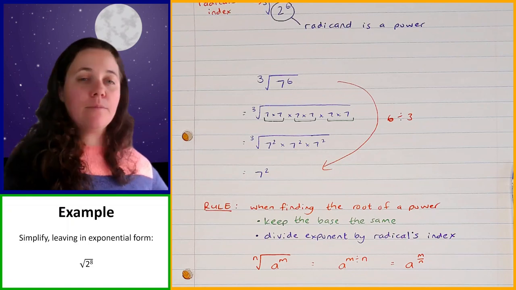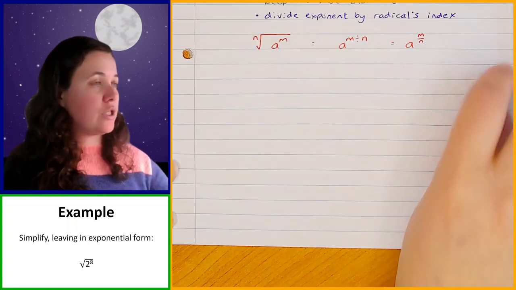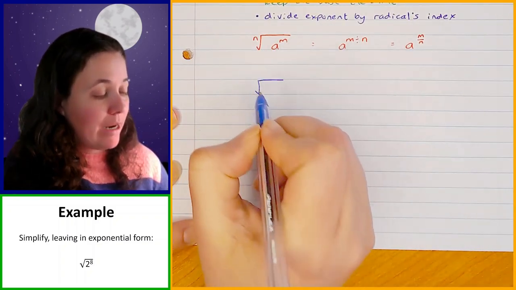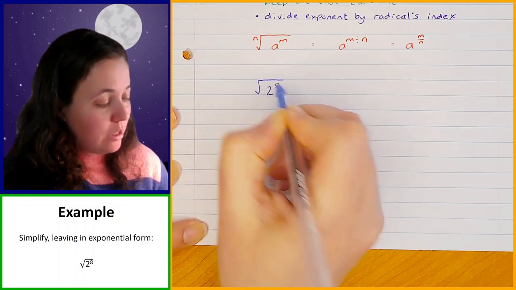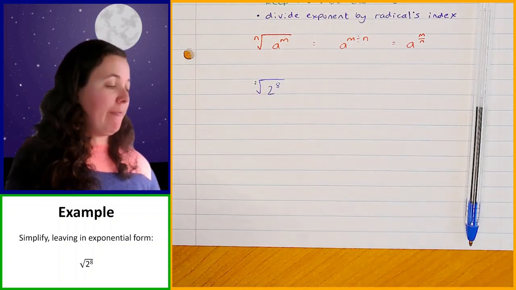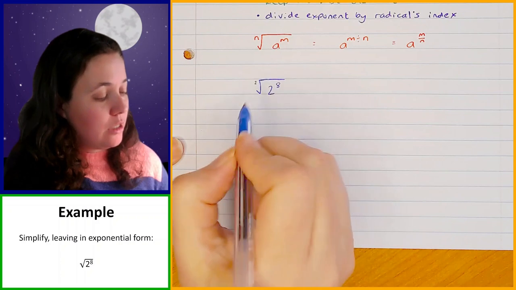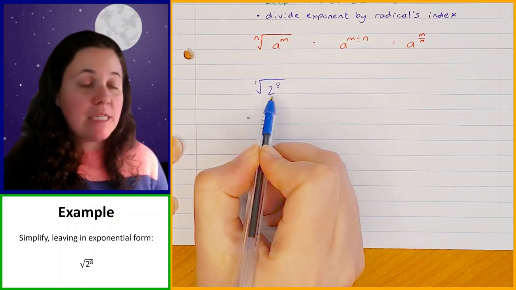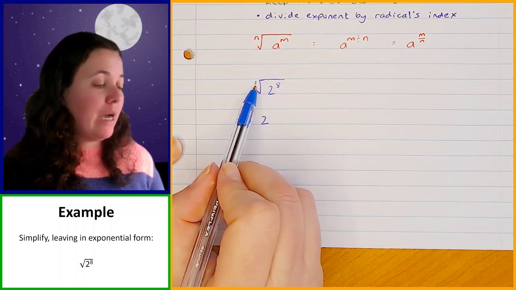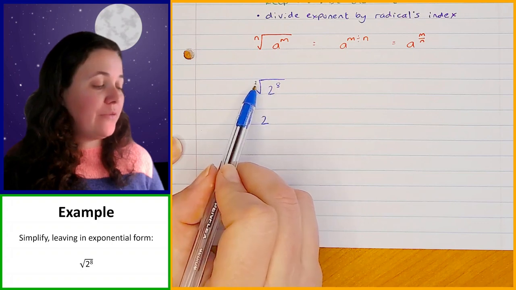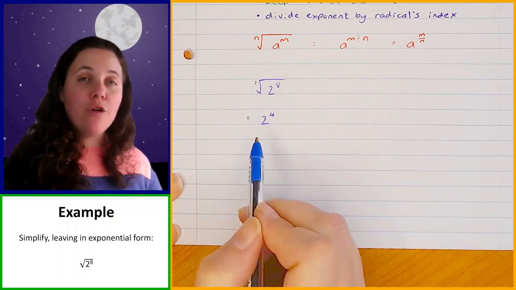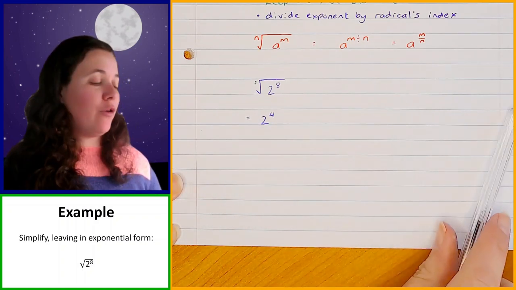Okay. Now let's have a look at an example where we're actually going to start using this rule. So in this example, we have got the square root of 2 to the power of 8. Now remember, if you can't see the radical's index, it means that there is an invisible little 2. So there's a little 2 over here. So that is what we're going to be dividing by. Okay? So I'm going to take the base that I've got over there, and it's going to stay the same. And I'm going to take the exponent, and I'm going to divide it by the radical's index. So I'm going to have 8 divided by 2, and that gives me 4. So the square root of 2 to the power of 8 is 2 to the power of 4.